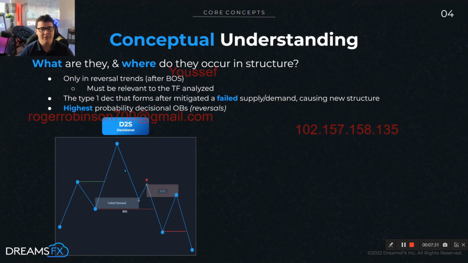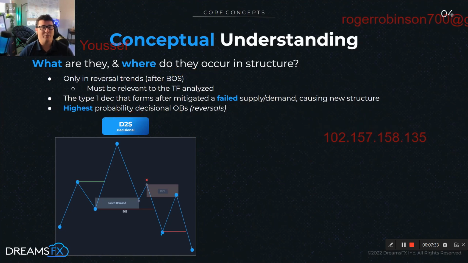The nature of this is because after price creates that BOS, oftentimes what price will do is just come back, make a quick mitigation of that demand to supply, this D2S order block, and then continue to go lower.